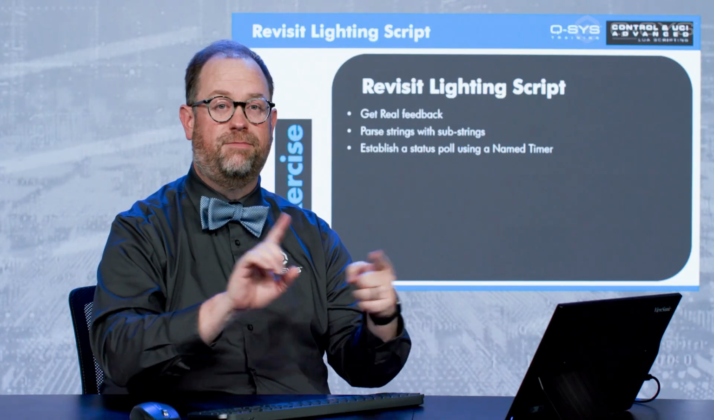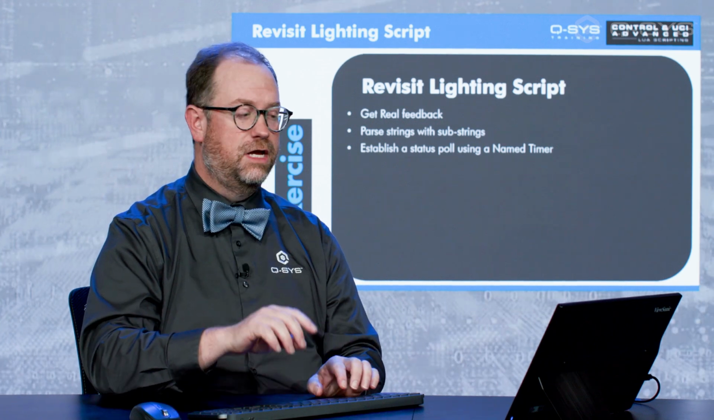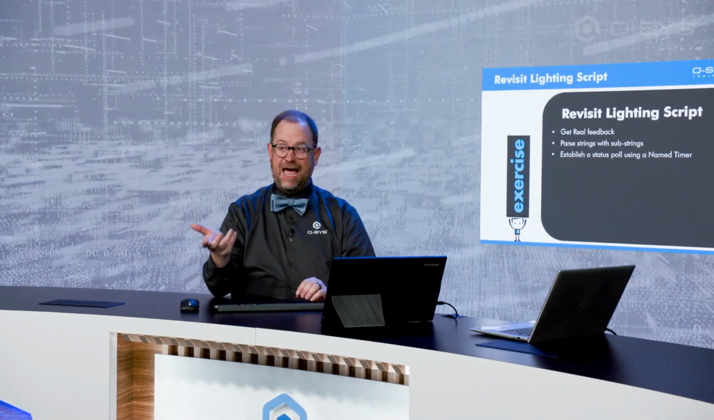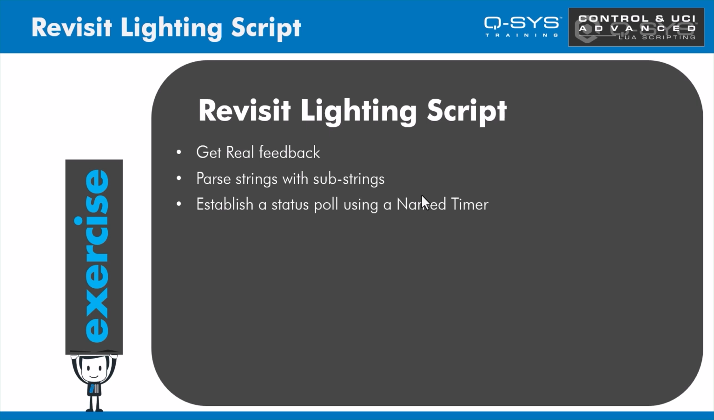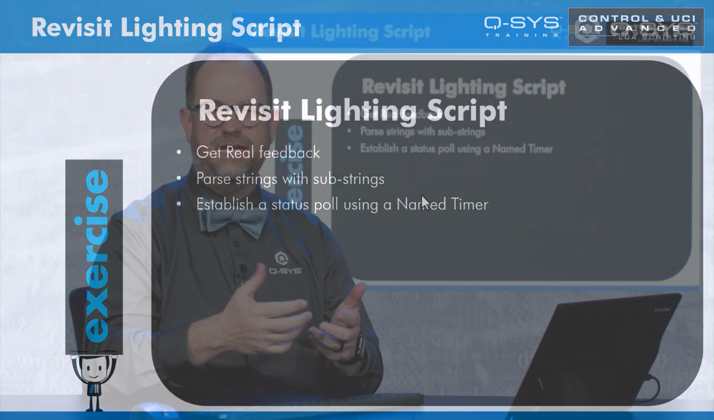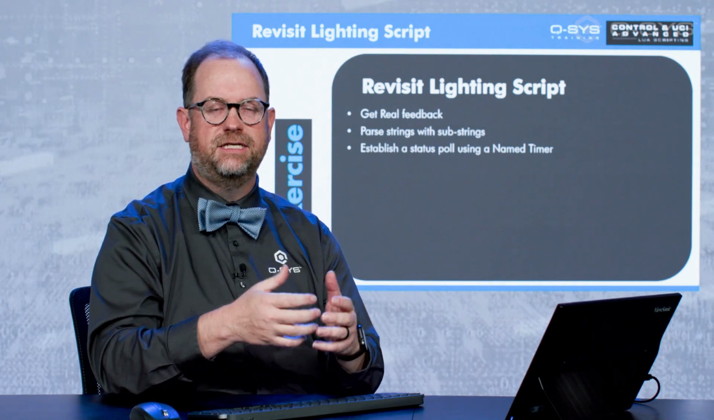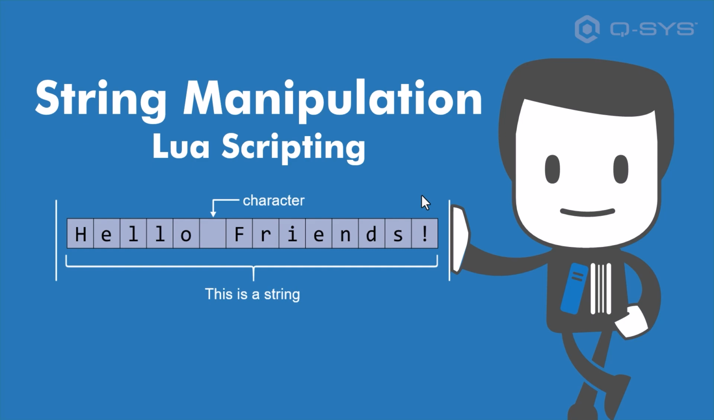And that's why we did what we did with the video switching system, and we had bidirectional feedback from the NV32. So with that, what do we need to do to make that happen? Well, one, we're going to have to figure out how to hear from the lighting controller. We're then going to have to invariably work with strings, and then we're going to take a look at the whole idea of setting up a status poll, which is really a good reason for us to talk about named timers.